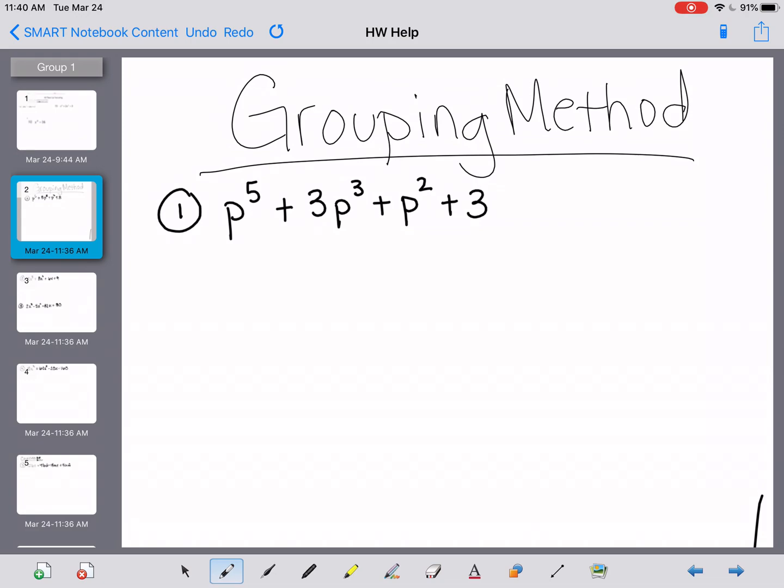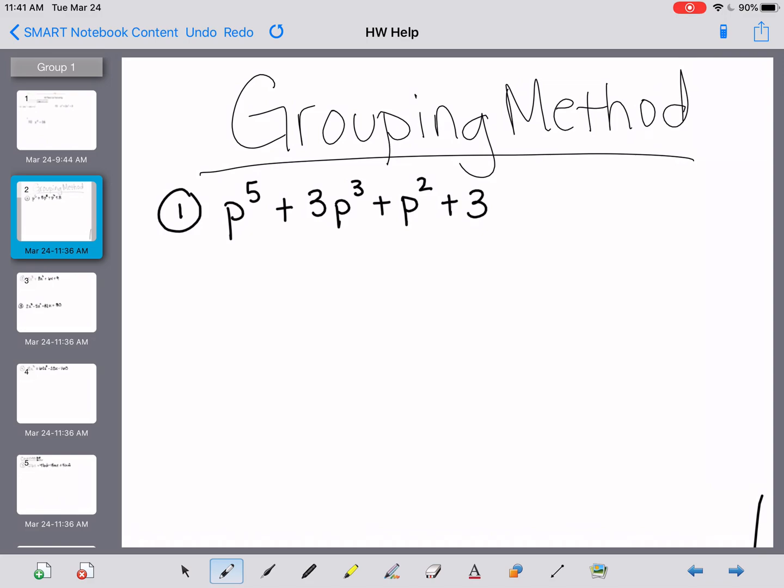When you do grouping method, usually, and this is a big usually, it's 4 terms or more. Grouping method can be done with 3 terms, it's just we're not doing it in this class. So we are focusing on 4 terms in this class. When you see a problem with 4 terms, automatically in this class, you're going to think grouping method.